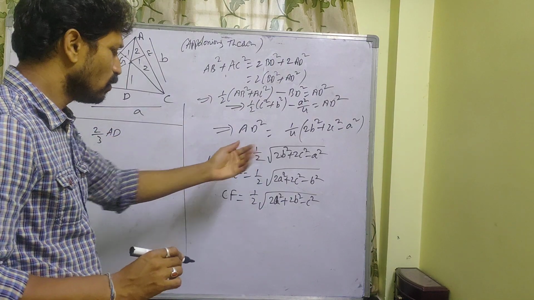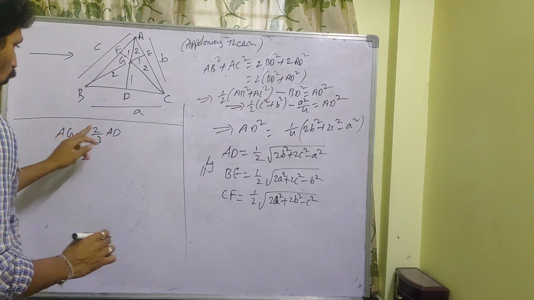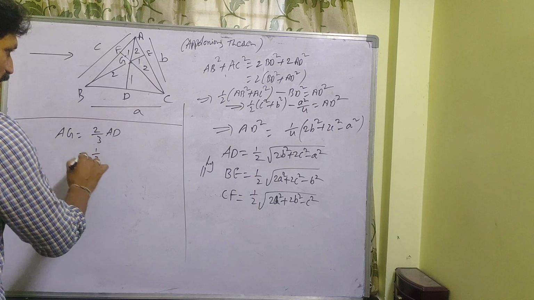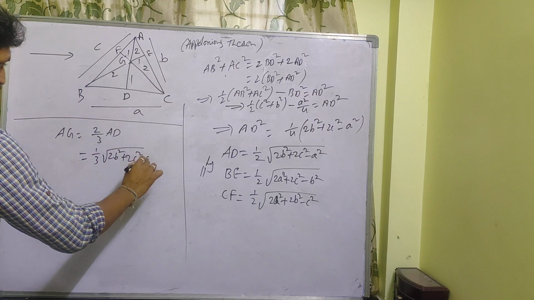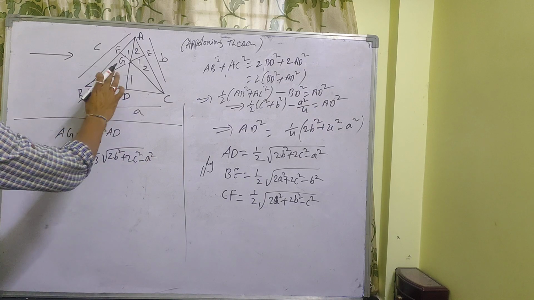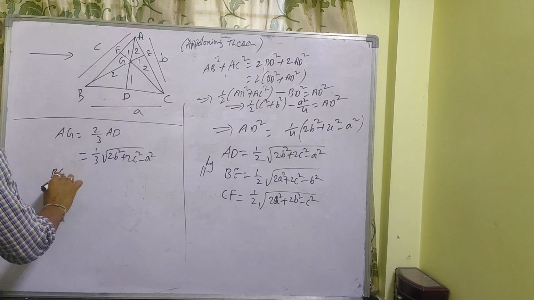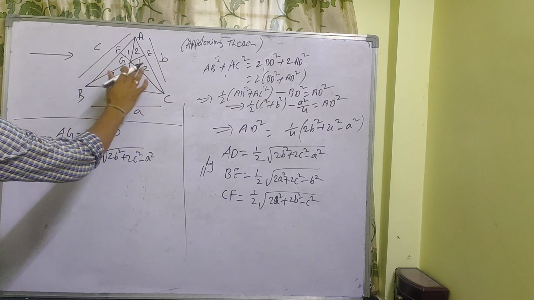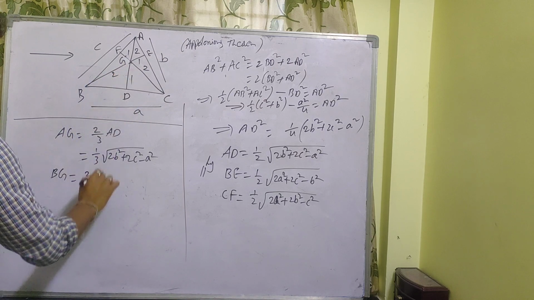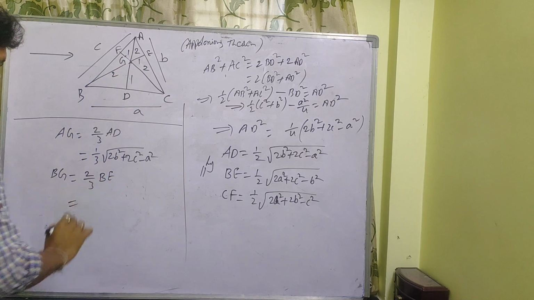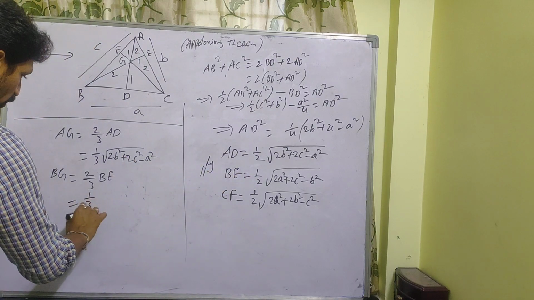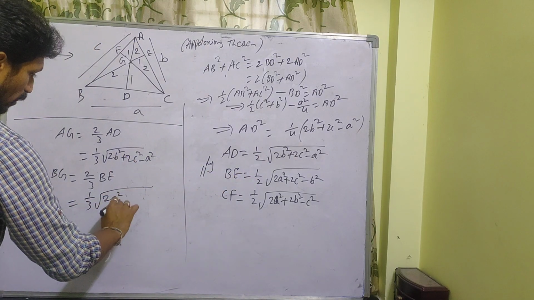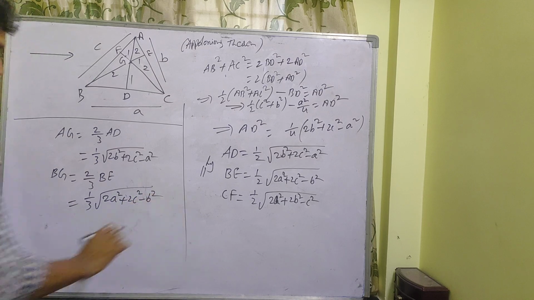What is AD here? 1 by 2 into the root. So the 2 gets cancelled. What you get? 1 by 3 into root over 2b square plus 2c square minus a square. Next one, if you want to find out BG, BG is the same thing, 2/3 of BE. So 2/3 into 1 by 2, the 2 gets cancelled. So what you have? 1 by 3 into root over 2a square plus 2c square minus b square.